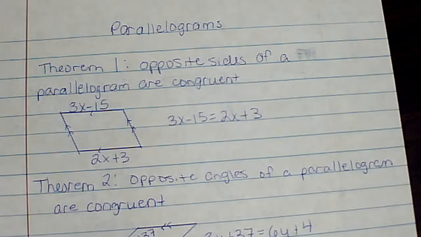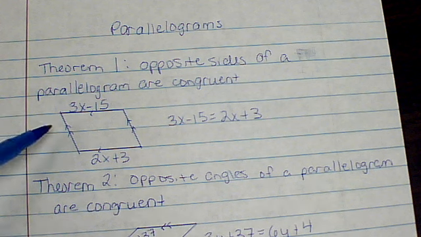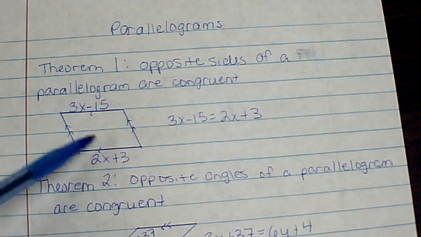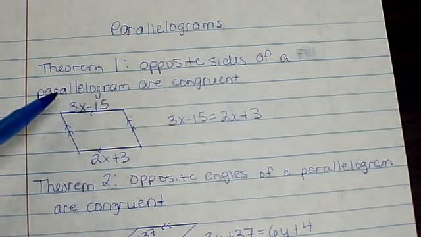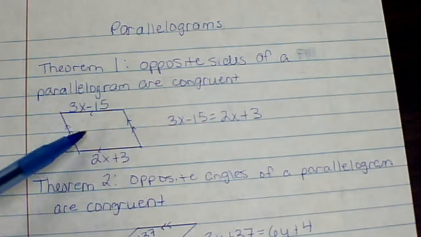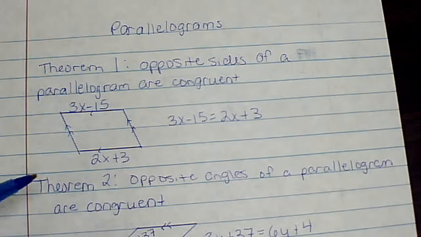There's three different theorems we're going to look at. First, theorem 1 states that opposite sides of a parallelogram are congruent. So here I have illustrated a parallelogram, and of course we know it's a parallelogram because our opposite sides are parallel. And I've given the two side lengths here some values, so 3x minus 15 and 2x plus 3.